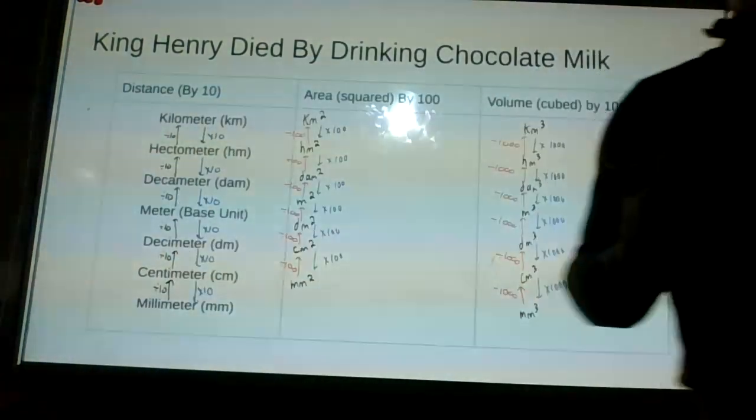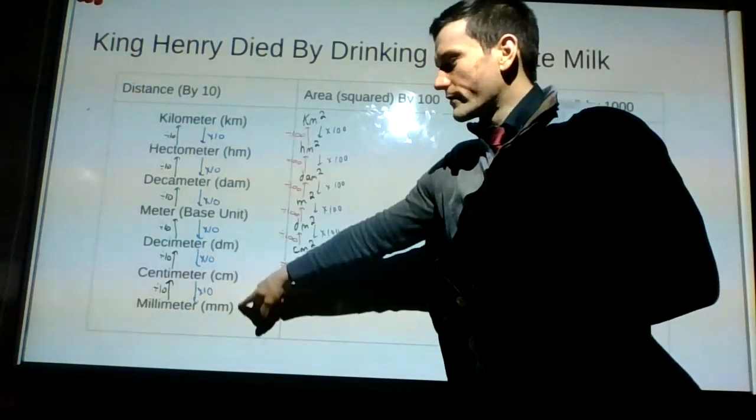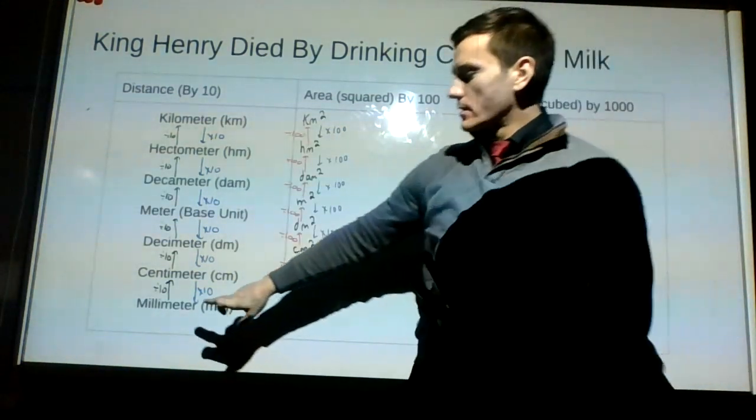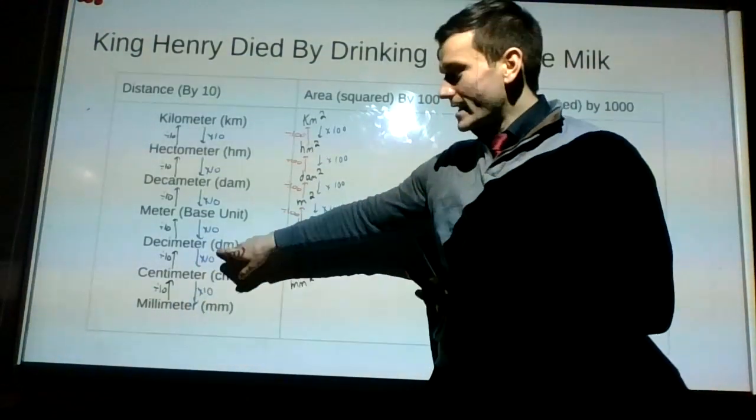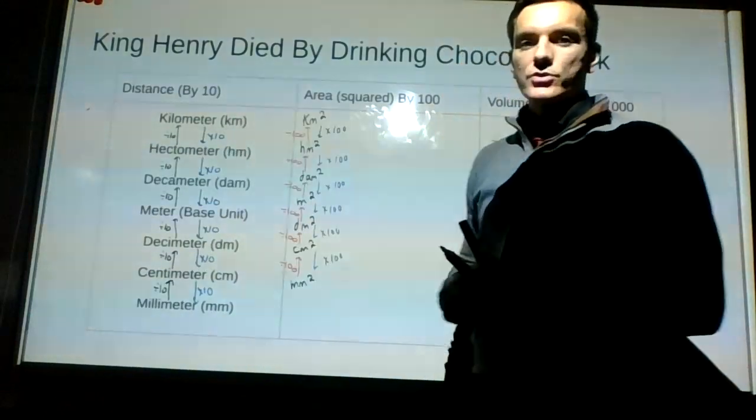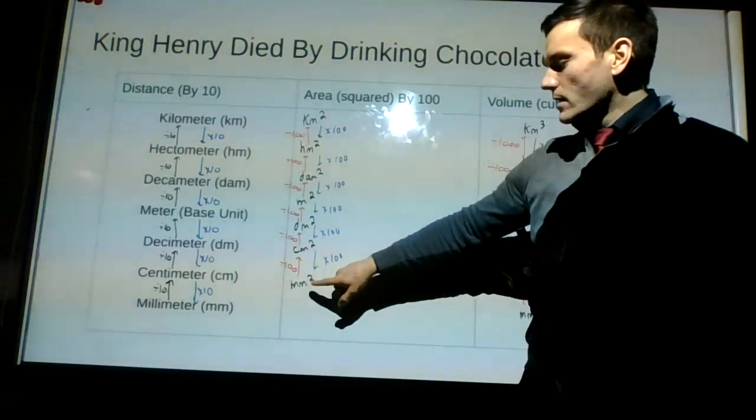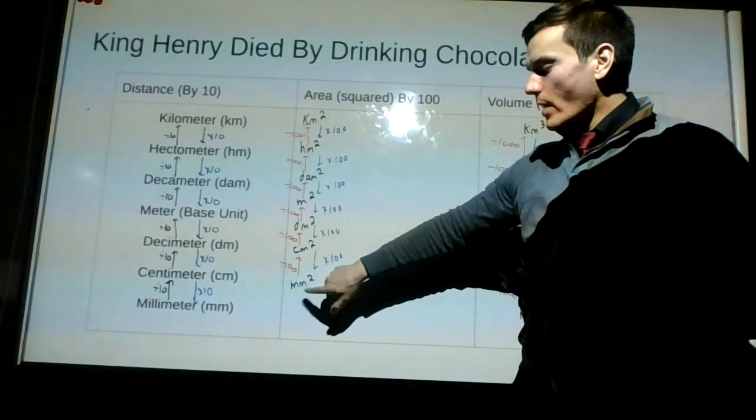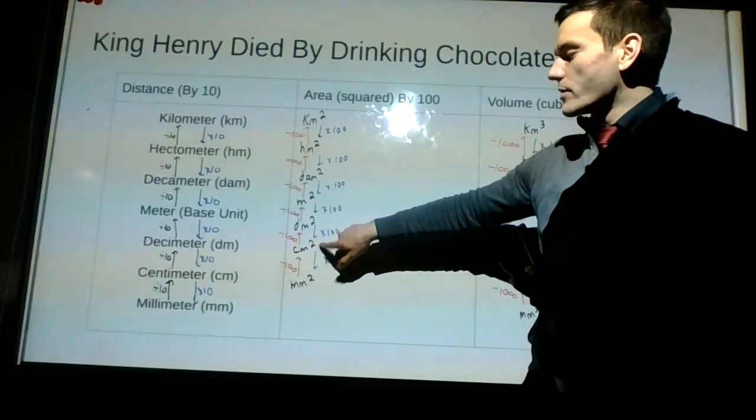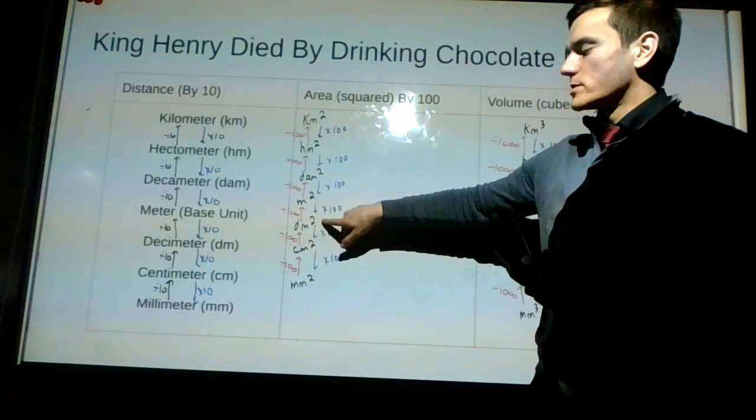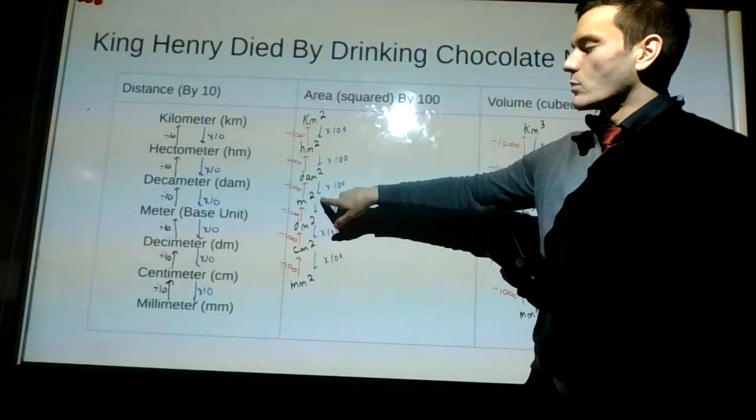Now, these are the rules, right? But we should kind of understand what they mean. The reason here we multiply or divide by 10 is because there's 10 millimeters in a centimeter, 10 centimeters in a decimeter, 10 decimeters in a meter, etc. When you're looking at area, that means there's 100 square millimeters in 1 square centimeter. And there's 100 square centimeters in 1 square decimeter. And there's 100 decimeters squared in 1 meter squared.